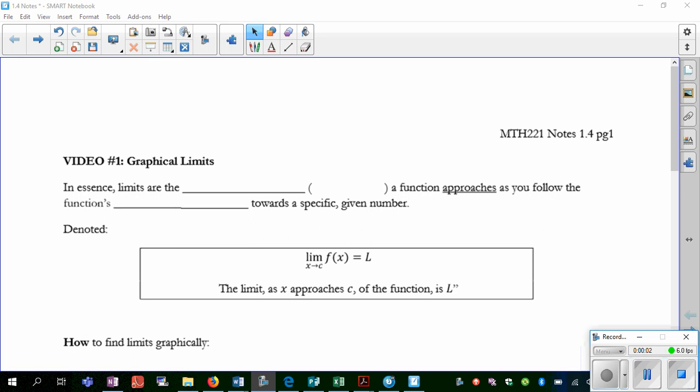In section 1.4, we're going to learn about our first big calculus topic, and that's called limits. So this first video, we're going to focus on graphical limits.